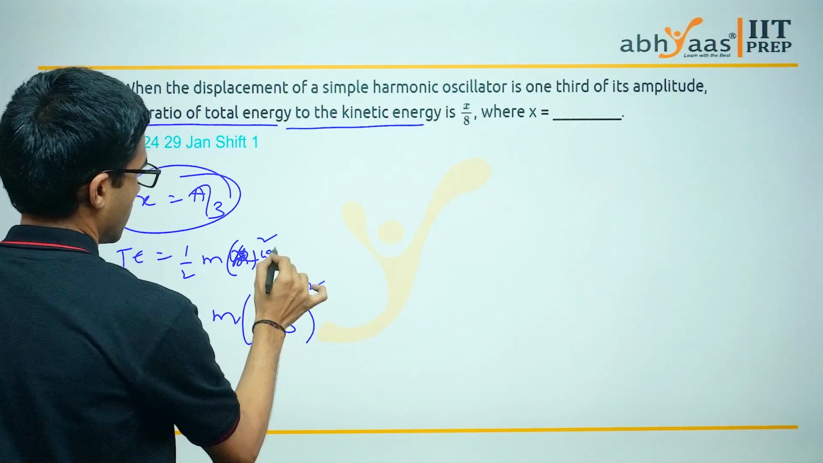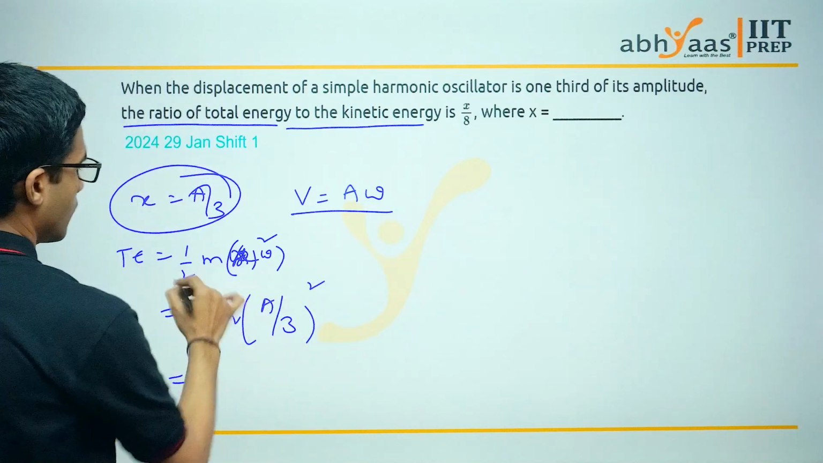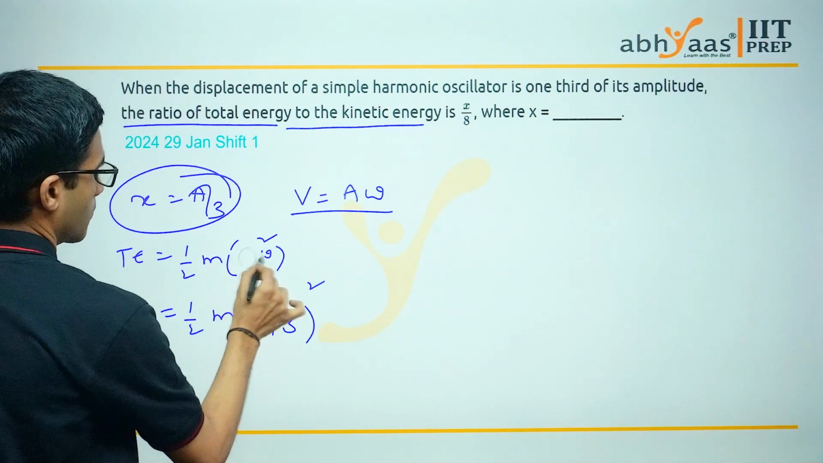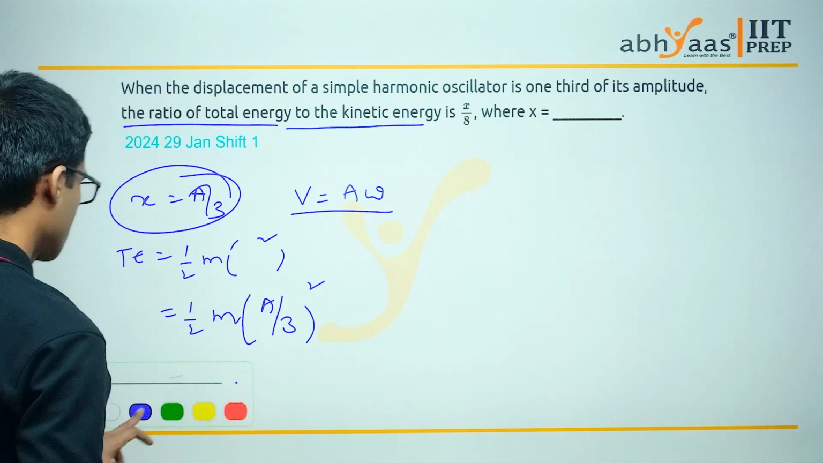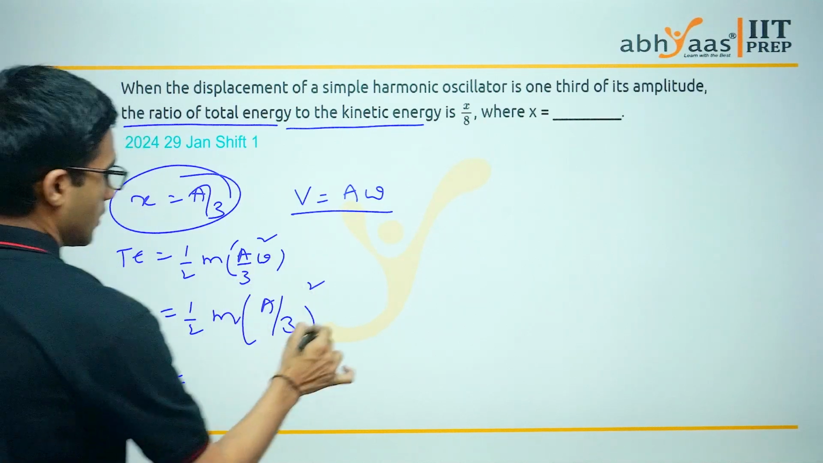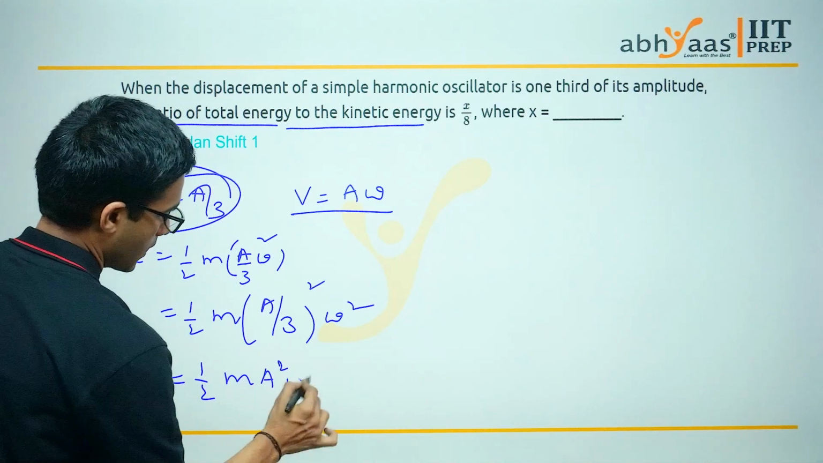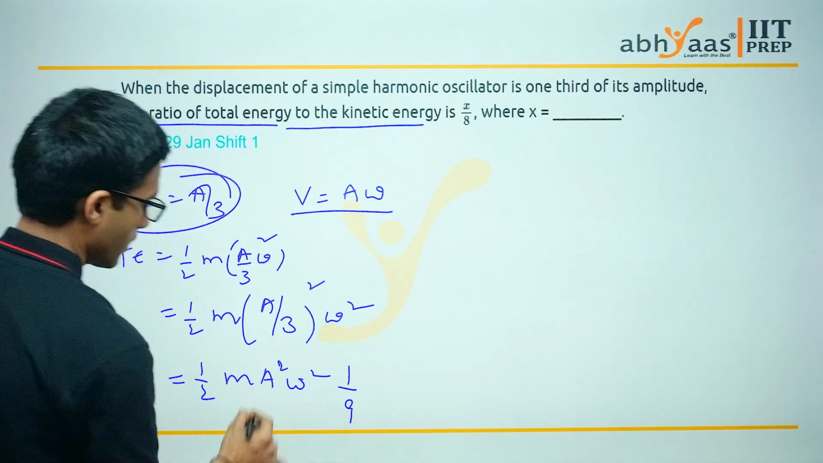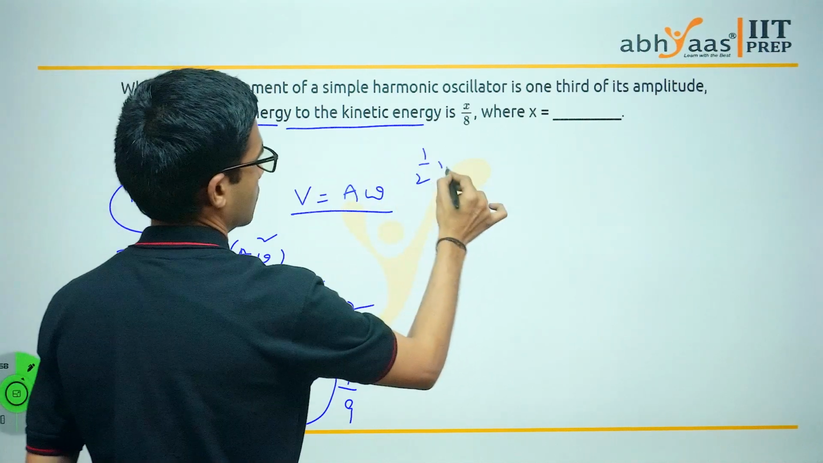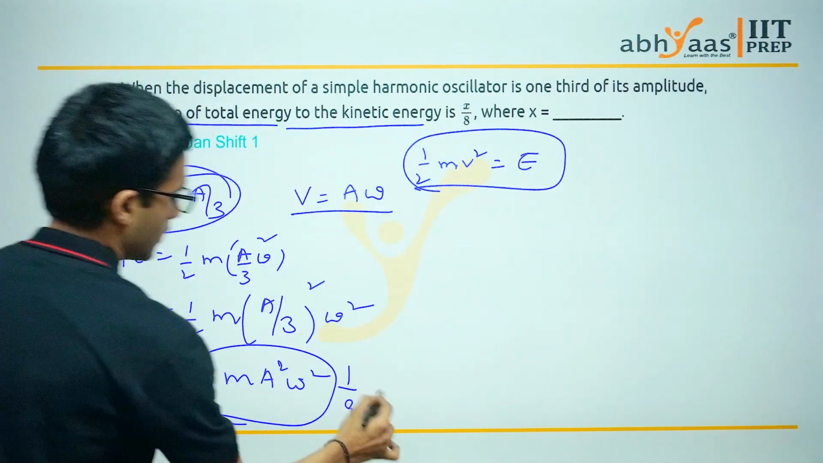Because v is equal to a omega, a general thing. I'll write it properly. See this, in place of v, if you write a by 3 omega square, what you will get is half m a square omega square by 9, that is 1 by 9 of half m v square. That means if you consider half m v square as E, this one is E by 9.